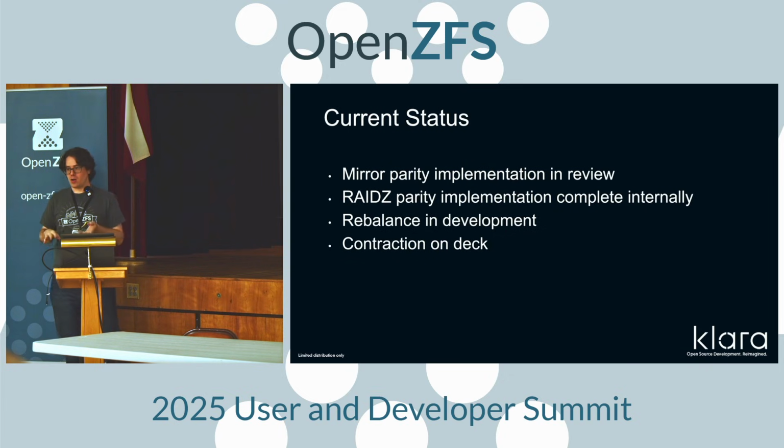Rebalance is what I'm currently working on right now. I have a bunch of the user-facing infrastructure in place, and now it's time to actually do the sync tasks and the progress tracking and the data motion and all that stuff. And then once rebalance is done, it'll be time to do device contraction because it gets to leverage the data motion the rebalance uses. Expansion is actually part of the mirror parity implementation. That already works, but you can't do the rebalance yet. So those are in different phases for implementation reasons.